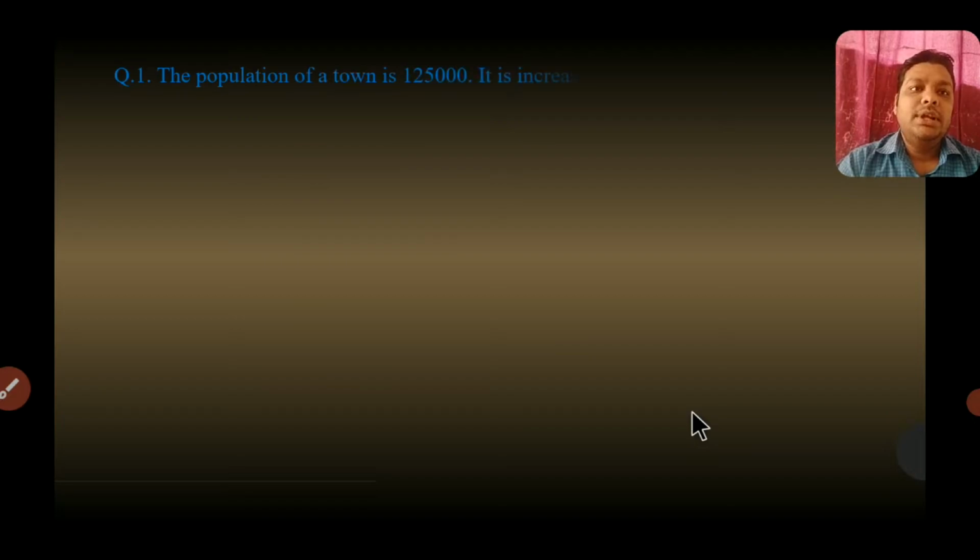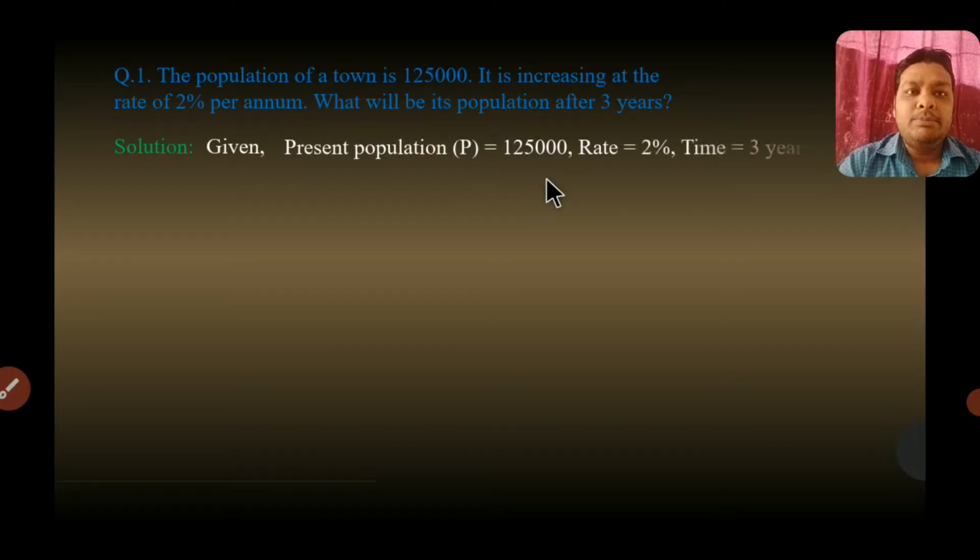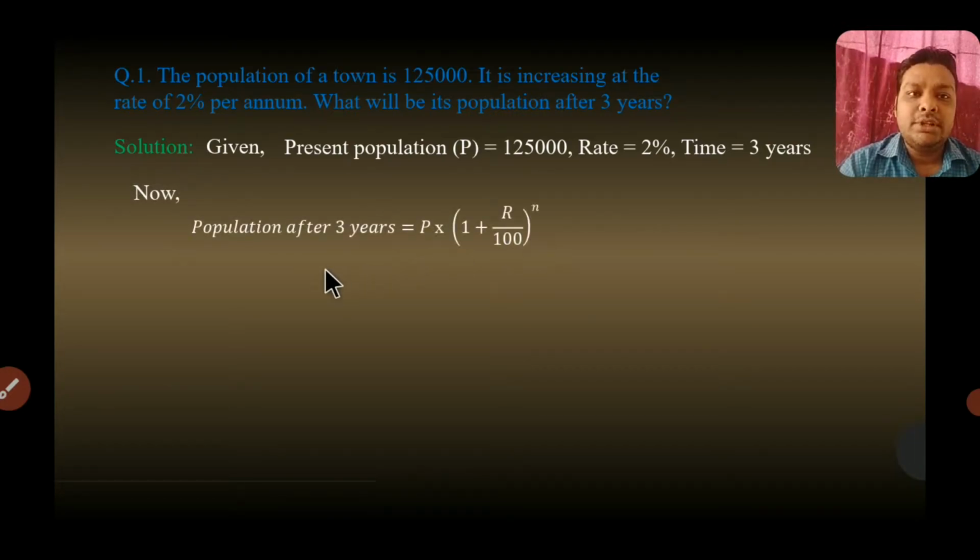Now first question, here it is given the population of a town is 1,25,000 and it is increasing at the rate of 2% per annum. So what will be its population after 3 years? So now we can say here that the population of a town, it means present population, we can say P is 1,25,000, rate 2% and the time is given 3 years. So now we will apply the formula, but instead of A we will write population after 3 years is equal to P into 1 plus R by 100 to the power n. Now let's put the values.